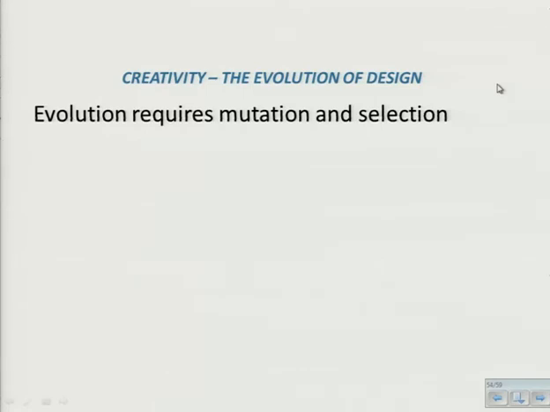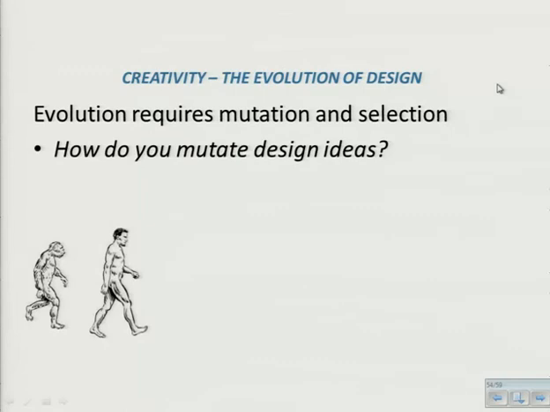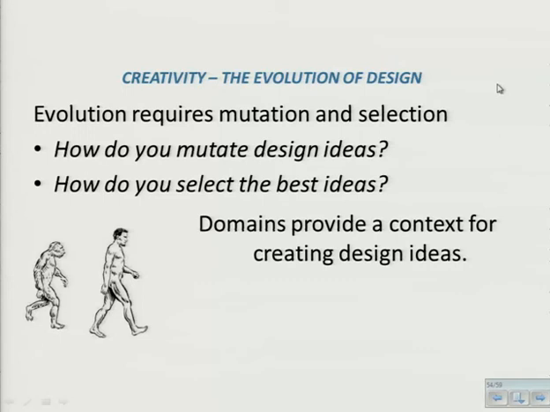Evolution requires mutation and selection. Mutation can be favored by getting out of your normal environment. If you do the same thing all the time, you're going to come up with the same ideas. Getting out and interacting with other people who are working on similar problems, maybe in completely different domains, can certainly advance the mutation, just like the evolution of organisms. So think about how you mutate design ideas, and then once you have the mutations, how do you select the best ones?